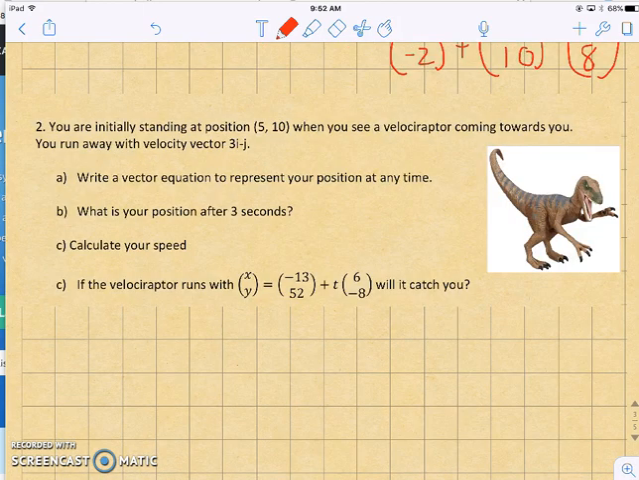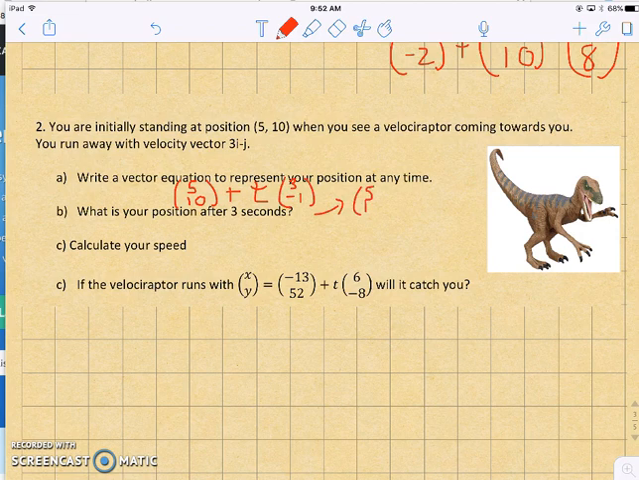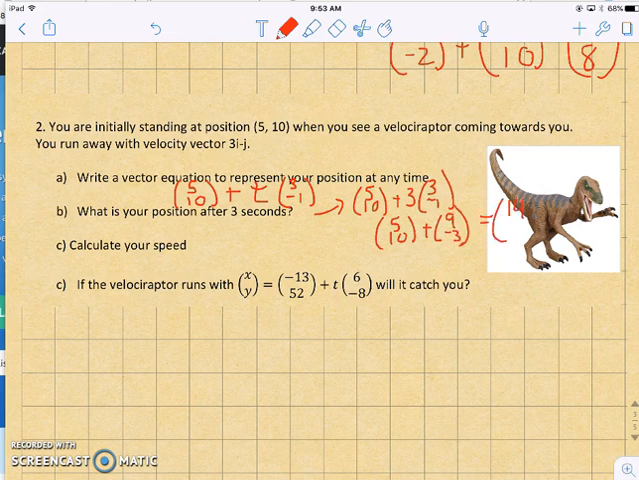5, 10. When you see a velociraptor coming towards you, you run away with a velocity vector of 3i minus j. Write a vector equation to represent your position at any time. Okay, so 5, 10, plus, I'm going to put the t for time again, 3, -1. We'd have 5, 10, plus 3 times 3, -1. So 5, 10, plus 9, -3. So we would be at position 14, 7.